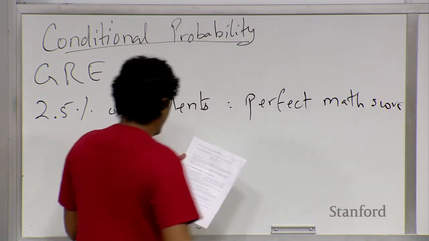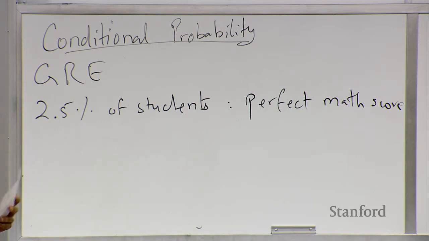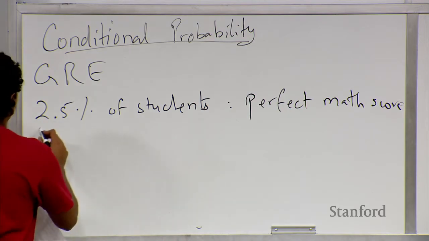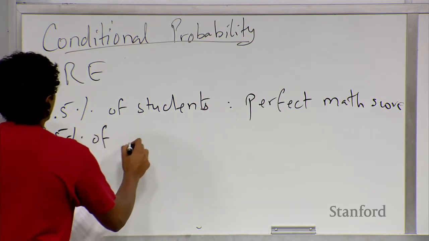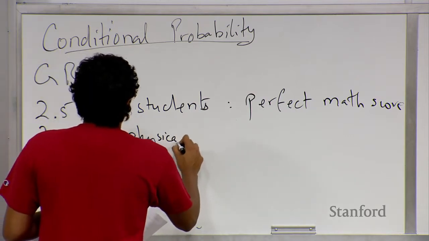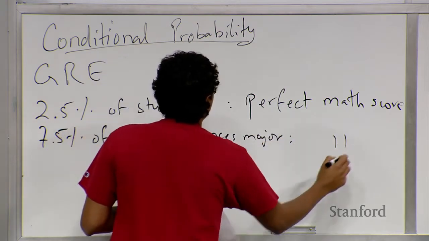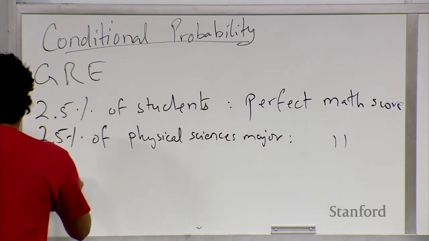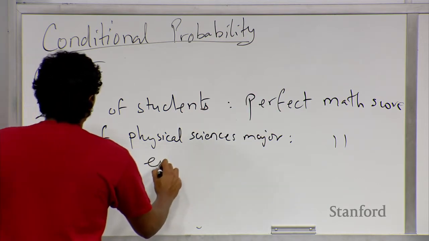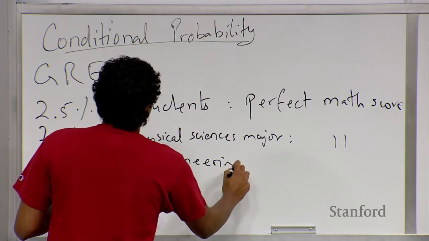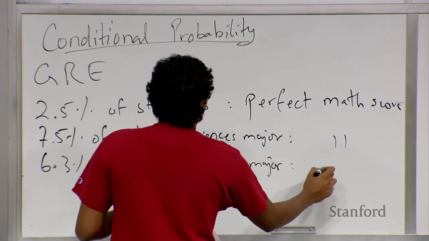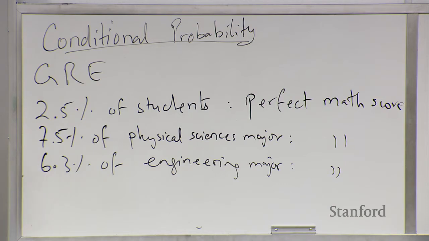All right? And then this is one number that you have. You look a little deeper and you say that 7.5% of physical science majors get a perfect math score. And 6.3% of engineering majors get a perfect math score. All right. So what conditional probability means, we're not going to solve anything here, just using this as an example to illustrate what it means.